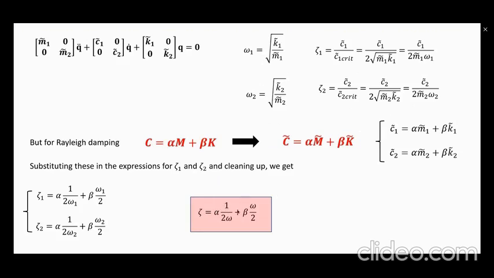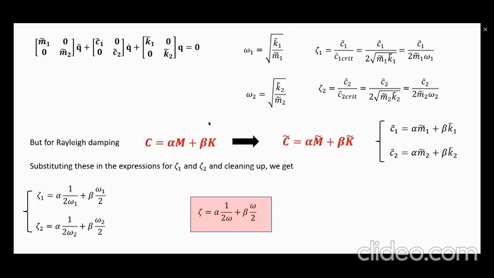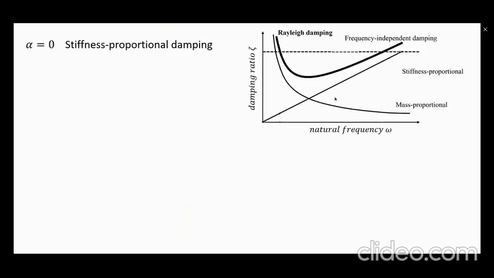So these are constant. Alpha is a constant, beta is a constant, 1 over omega plus essentially omega, okay? So if you look at this, if you plot that, it's going to look like a curve like this. Notice that when alpha is 0, zeta is simply beta times omega over 2. So it's a linear function of frequency, right there. This is the case where alpha is equal to 0.